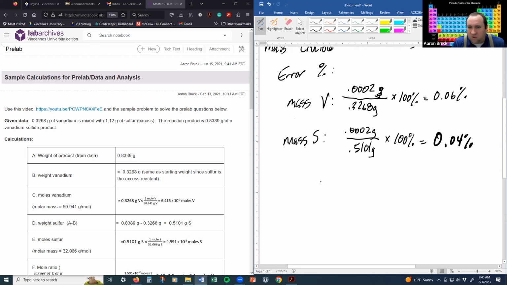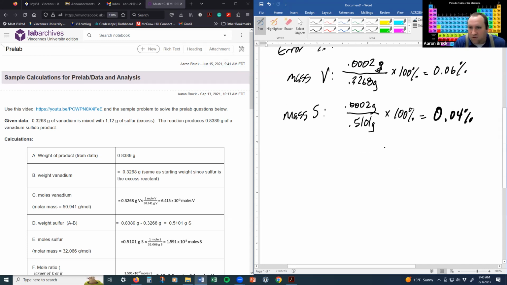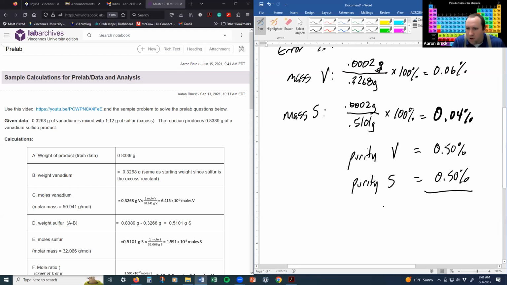The only other error sources that I can begin to look at and account for would be, okay, what is the purity of the vanadium? Well, the error in that is up to 0.5%. And what is the purity of the sulfur? Well, that's up to 0.5% as well. And so if I add all those together, the total error for this trial would be 0.06 plus 0.04 plus 0.5 plus 0.5, 1.10%.